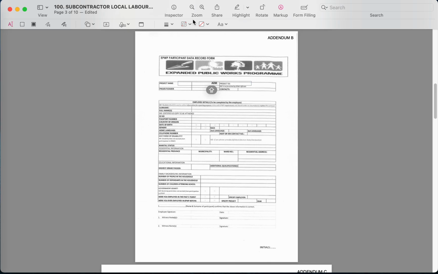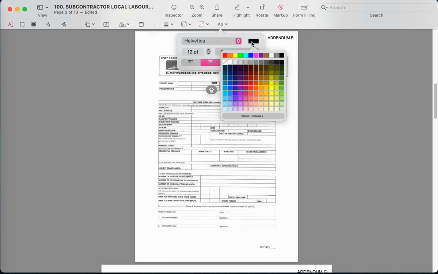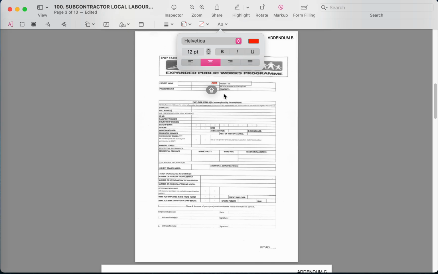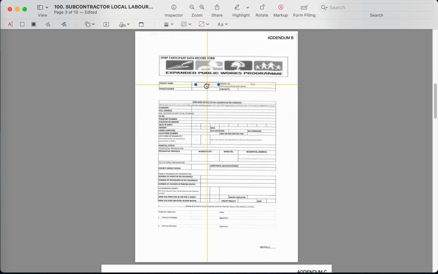So this part here where it talks about the so-called project name, project ID, and so on, let's leave this part for the office. The office will ensure that this is completed properly. So we are going to leave this part. We don't need to fill this part as a contractor. My office will ensure that this is done and filled accordingly.